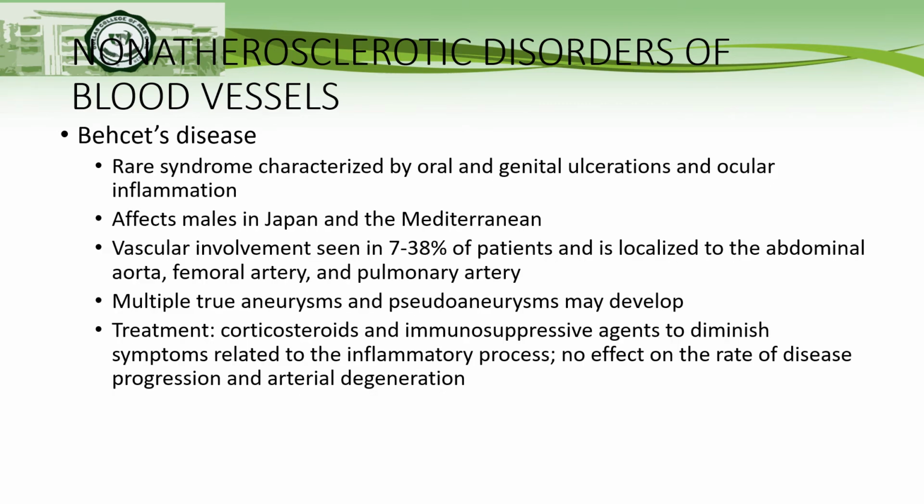Next is Behçet's disease. This is a rare syndrome characterized by oral and genital ulcerations and ocular inflammation. This affects males predominantly in Japan and the Mediterranean. Vascular involvement is seen in 7 to 38% of patients and is localized to the abdominal aorta, femoral artery, and the pulmonary artery. Multiple true aneurysms and pseudoaneurysms may develop because of the vascular condition.